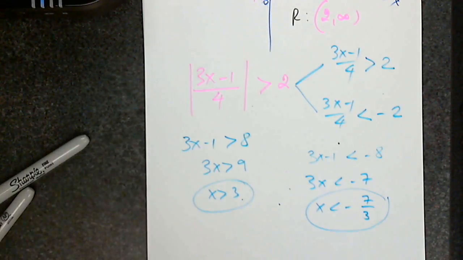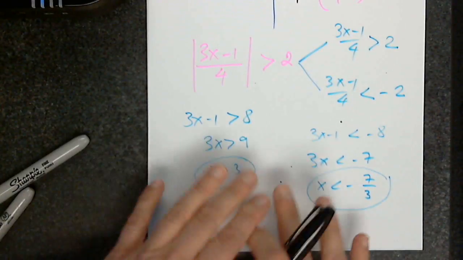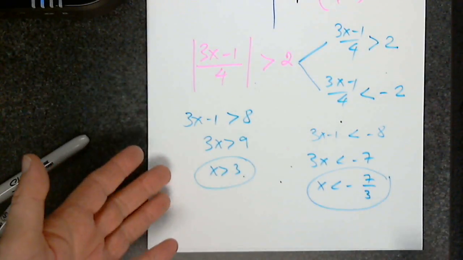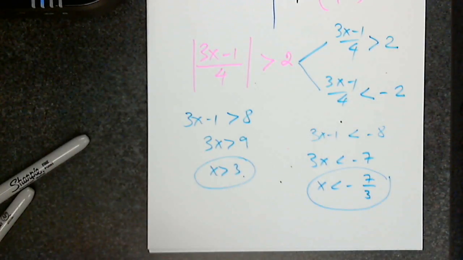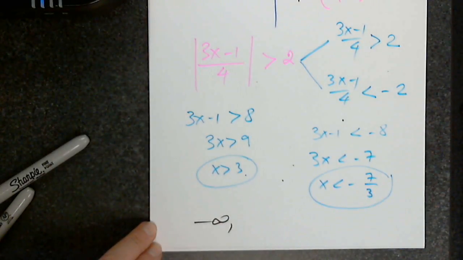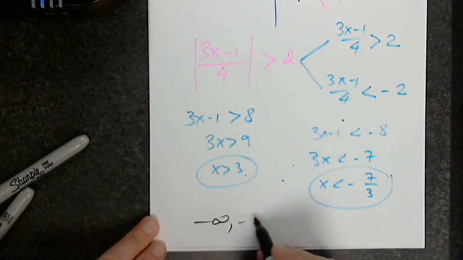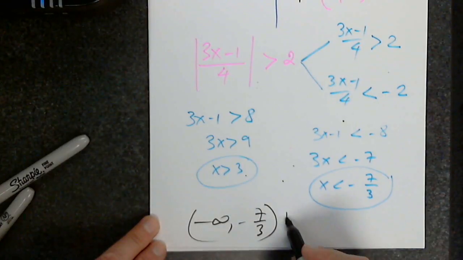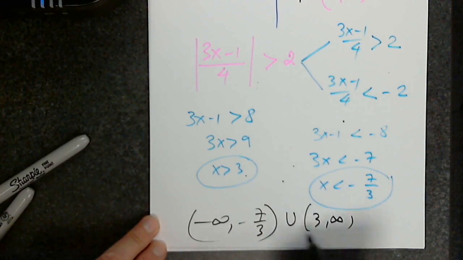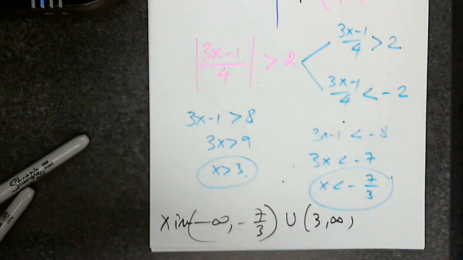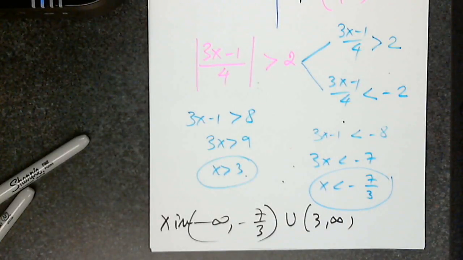So, infinity. This was just trivial, right? What we've been doing for a long time. So negative infinity to negative 7, of course. And union 3 to infinity. X in the interval. Yes. Very good. Good job.